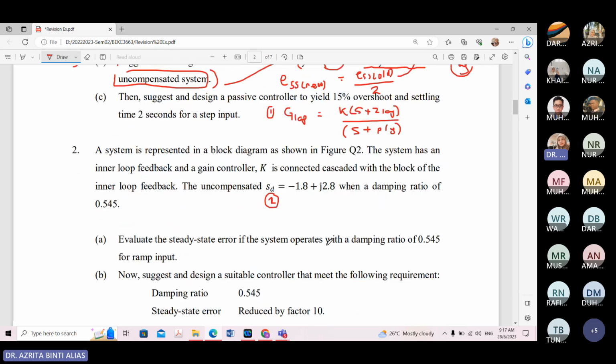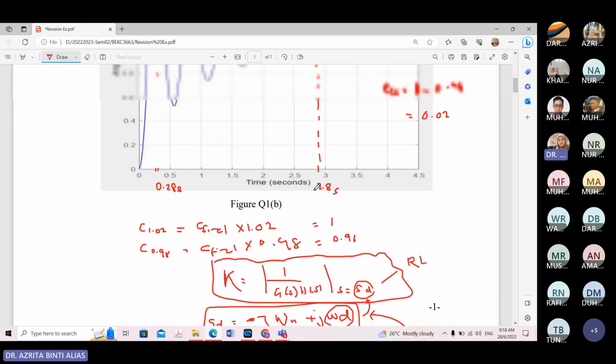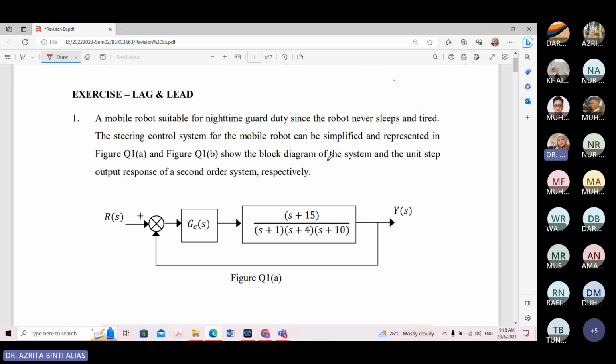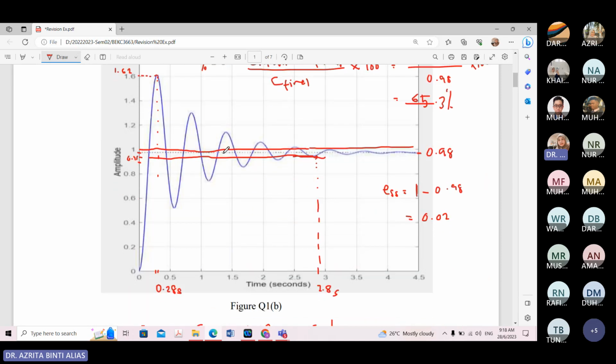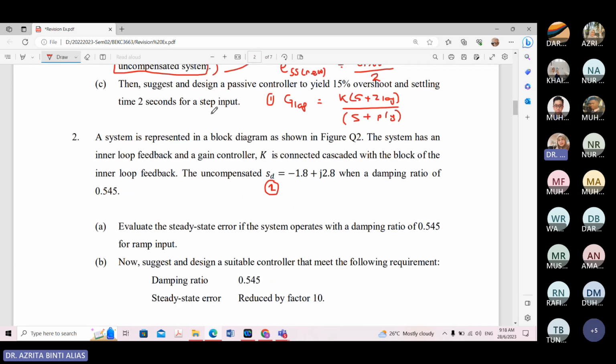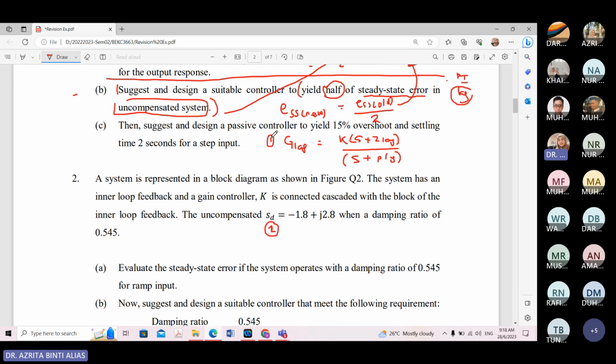Okay, first, we look again at this system. It mentioned here that the output response is the step output response. So that means the input for this system is the step input. For the step input, the equation that we will use is the Kp. Kp means the static error constant for the step input.